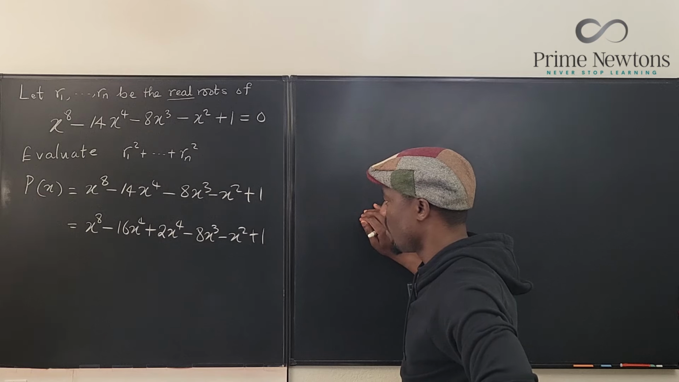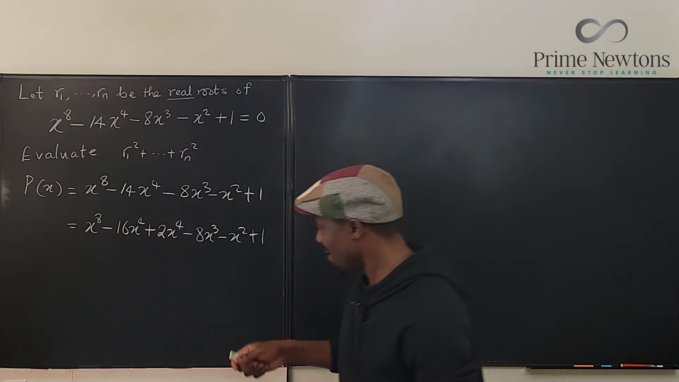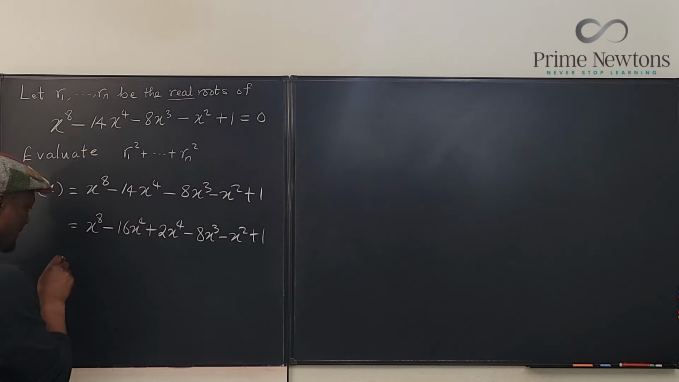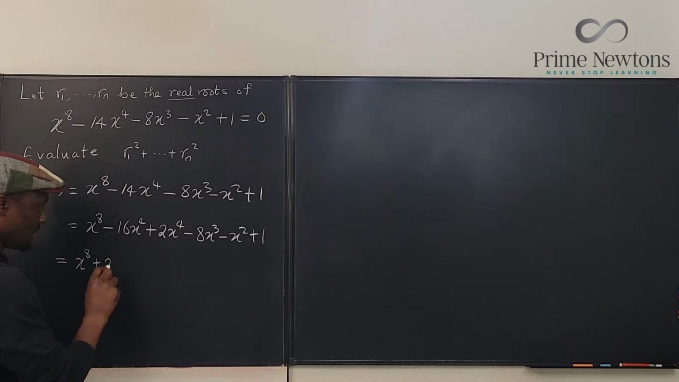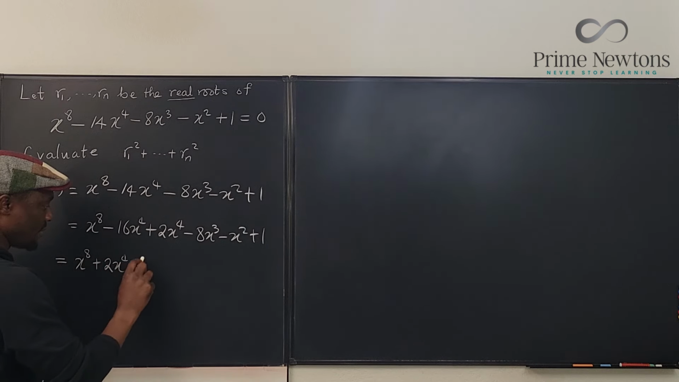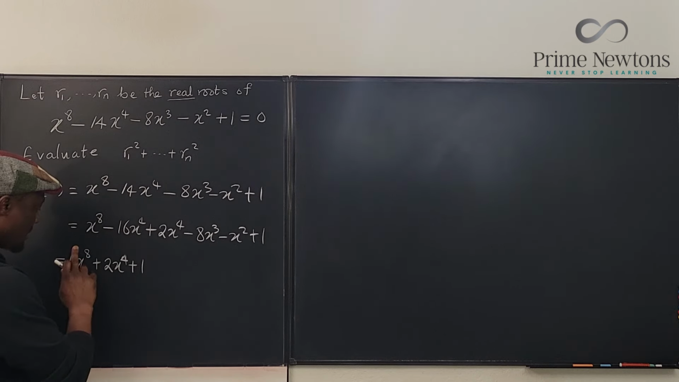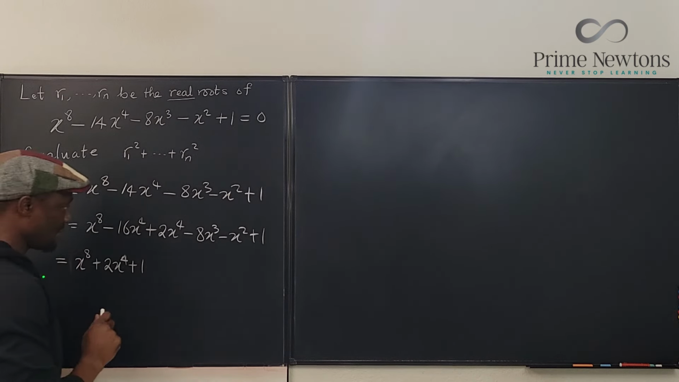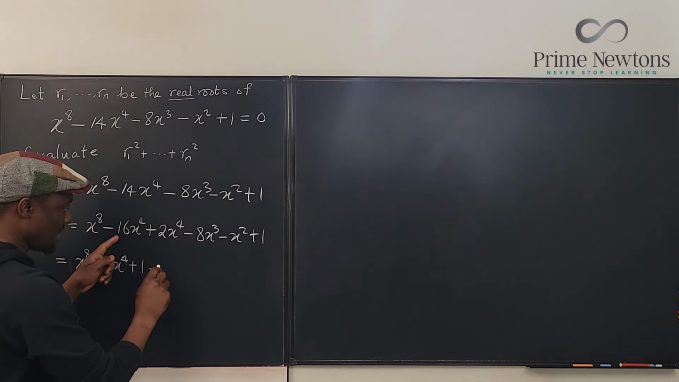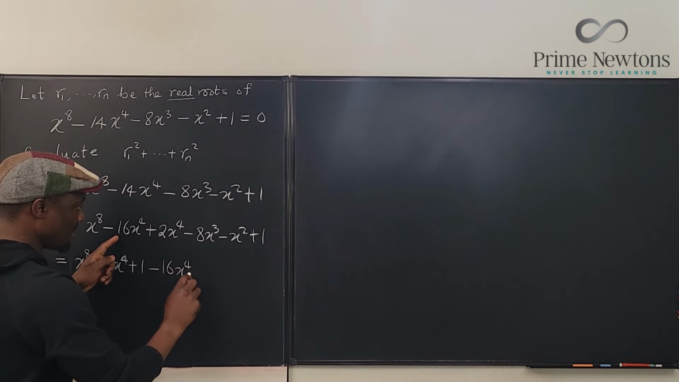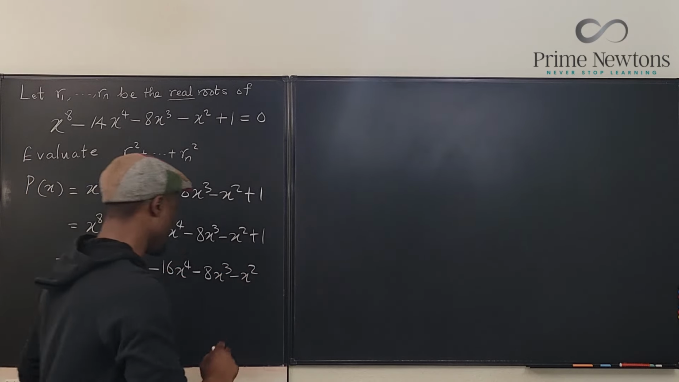Wait. I think I found something. I think if I put these together, x to the 8th plus 2x to the 4th plus 1. Let's not put them in parentheses yet. See, I've taken this, this, and this. Let's see, minus 16x to the 4th minus 8x cubed minus x squared.